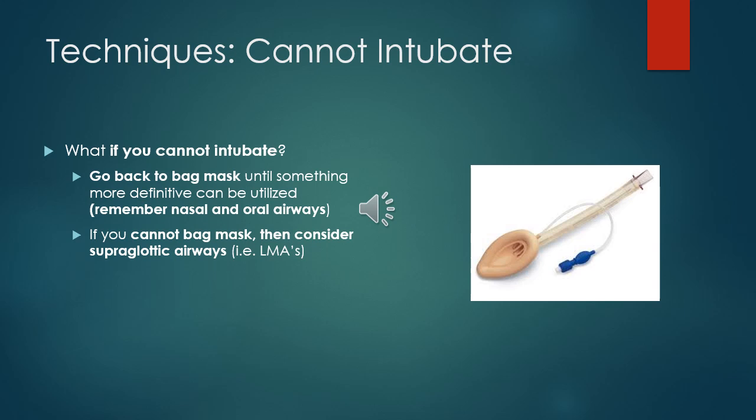In the event that you're unable to intubate, go back to just mask ventilating. Again, if you need to use oral or nasal airways to assist with that, you can. At this point, if you are unable to mask ventilate, you need to emergently place a supraglottic airway, which we're going to talk about more.